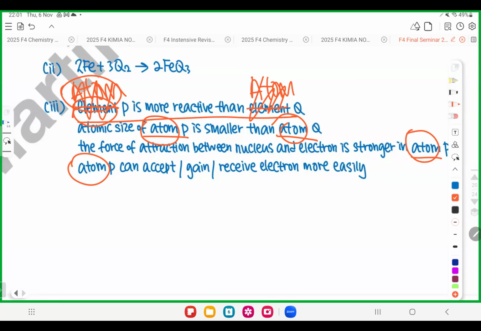Okay? Guys, how many of you never knew that you need to write the word atom when you do this kind of explanation before this? You can type in the chat box. Wow, so smart. Everyone knows. Everyone knows. Wow.